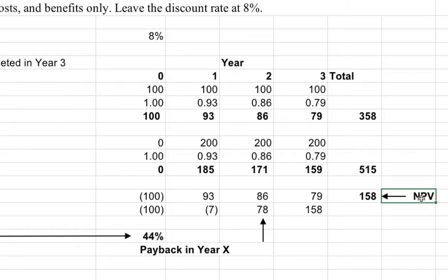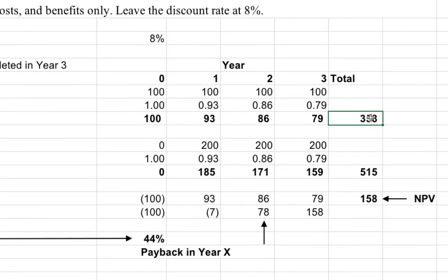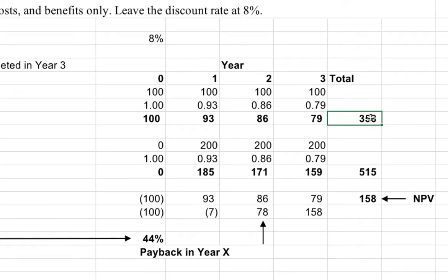And what you want to end up with is a positive net present value, which is simply the difference between the discounted costs over the life of the project and the discounted benefits over the life of the project. That gives you a positive net present value, and it also gives you a return on investment. It also explains when the payback year is.